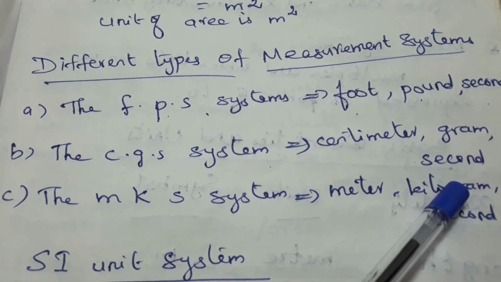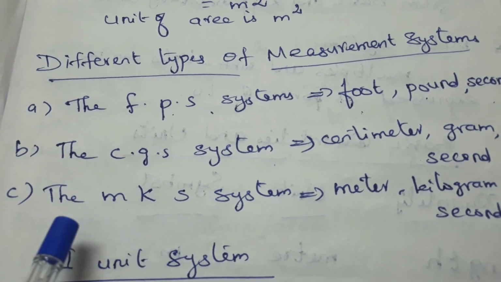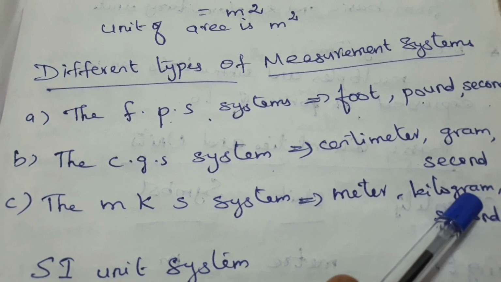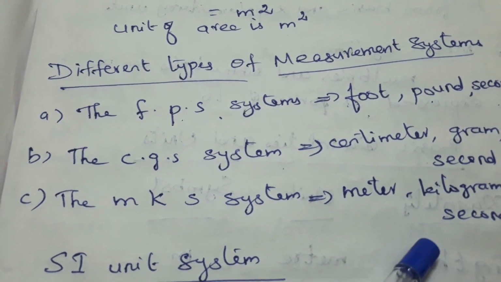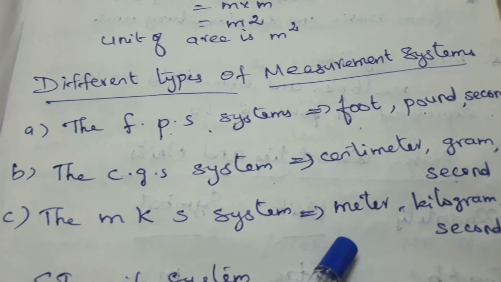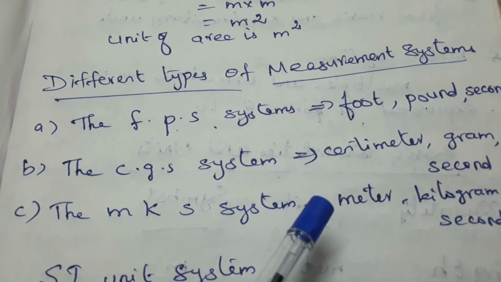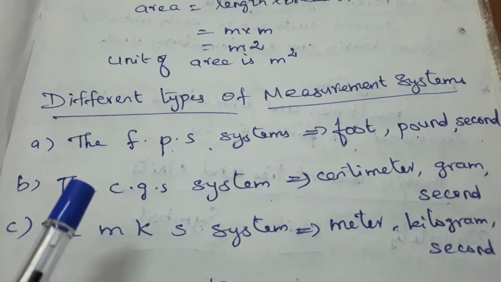The MKS system is meter, kilogram, second, as the three basic units of measuring length, mass and time respectively. So these are the different types of measuring systems.